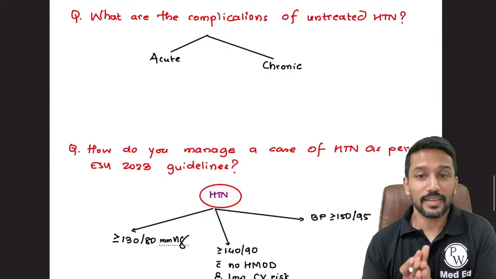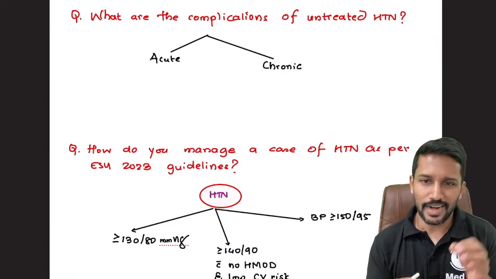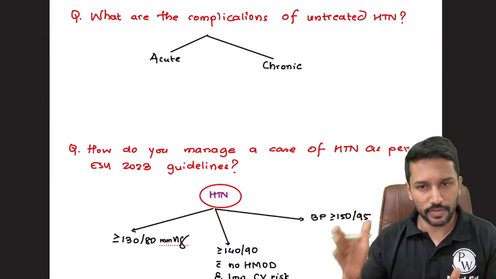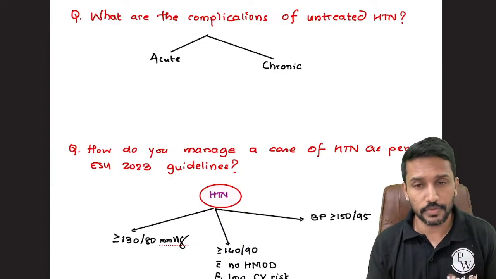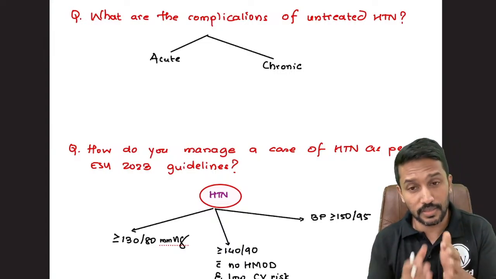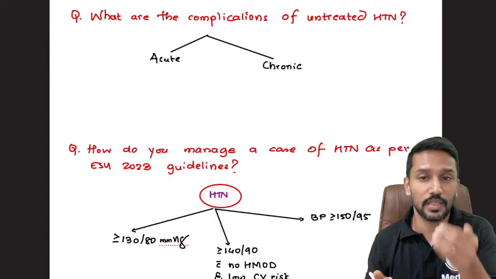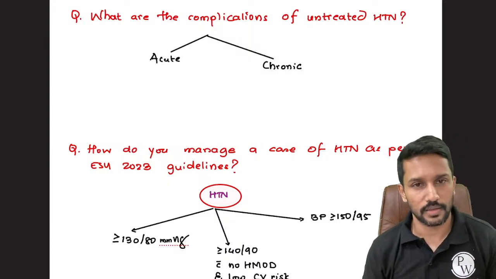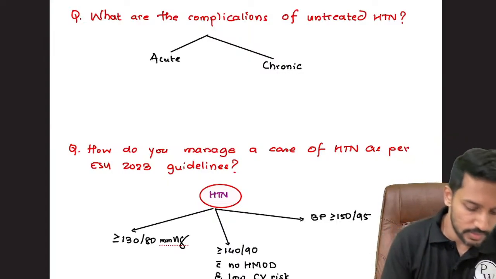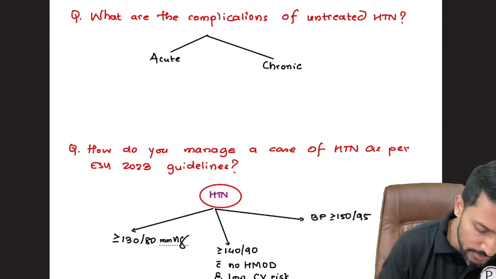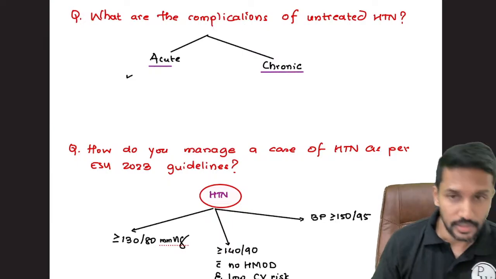So we all know that hypertension is a silent killer, and untreated hypertension can lead to a lot of consequences. So we should be aware of the consequences. We should convince our patient that these are the consequences, and that is when they will be agreeing to start the medications. Now, what consequences can I expect? The consequences can be classified as acute and chronic. Now, what acute problems can I expect when I have hypertension?